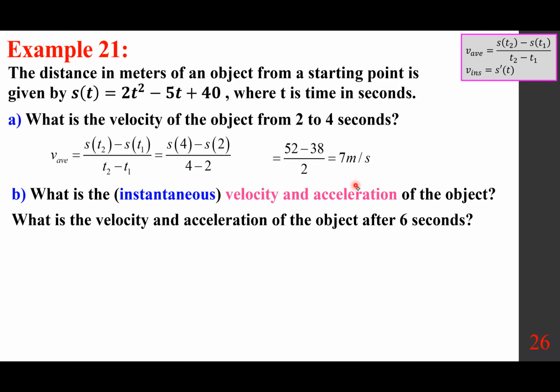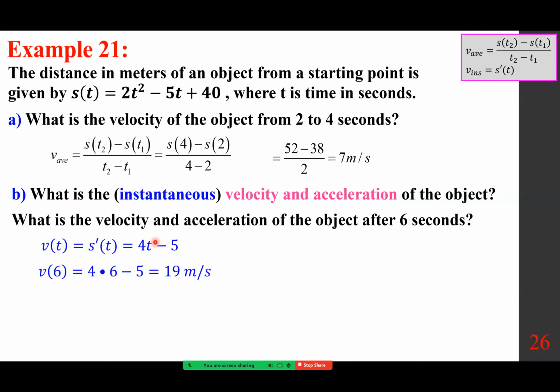What is the instantaneous velocity and acceleration of the object? What is the velocity and acceleration of the object after 6 seconds? First, the instantaneous velocity, you take the derivative. So you take the derivative of this function, you get 4t minus 5. And after 6 seconds, you get 4 times 6, 24, minus 5, 19 meters per second.